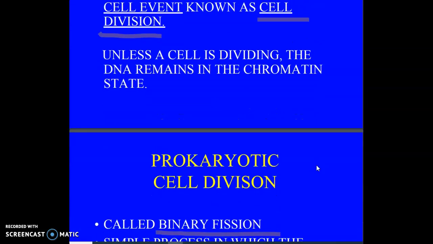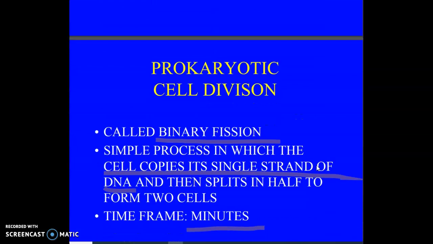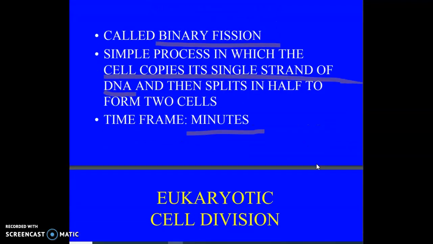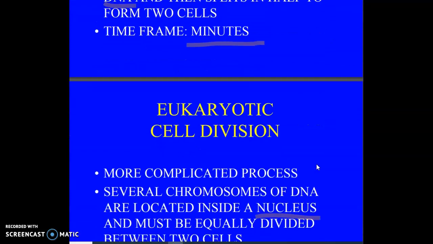Now, prokaryotic cells, remember, they're much simpler. They divide by something we call binary fission, which just means the cell copies itself. It only has one strand of DNA, and it just takes a few minutes. It just splits in half. Doesn't take long at all. But now eukaryotic is a little bit different.